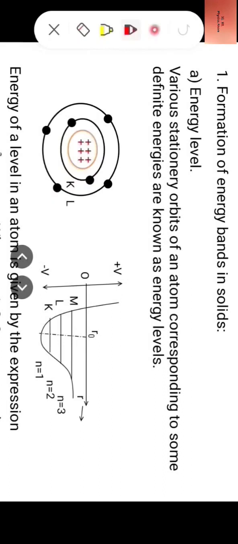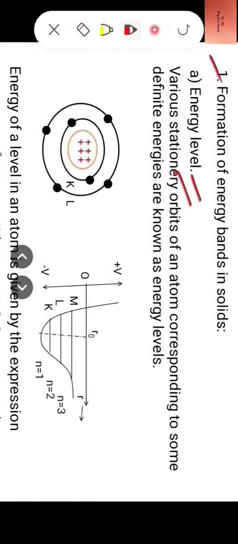First topic we take up: formation of energy bands in solids. Now to understand formation of energy bands in solids, we are to first learn about energy level. Then we are to learn about energy bands. Then we will come to formation of energy bands in solids. Now what is an energy level? Let us define.